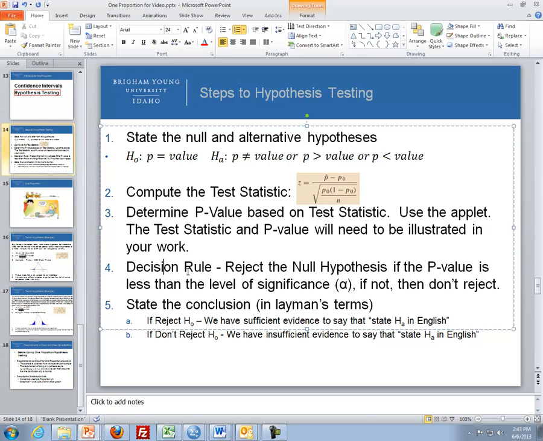Okay, and then the decision rule, or the rule to determine whether or not we reject the null hypothesis. We reject the null if the p-value is less than alpha. If it's not, then we don't reject. And then we state our conclusions. If we reject the null, we have sufficient evidence to say that, and then we state the alternative hypothesis in English. If we don't reject, we have insufficient evidence to say that, and then we state the alternative hypothesis in English. Okay? So now let's go through an example.